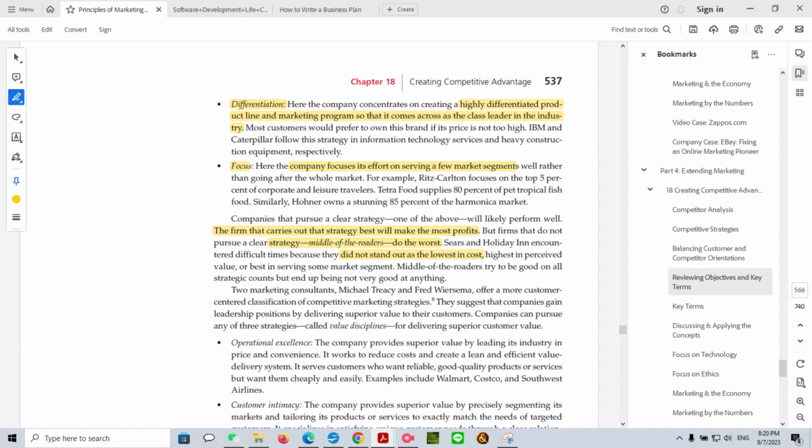Basically, you have to find something that you do better than your competition. Going with the theme of this chapter, which is competitive advantage, we have to do something better than our competition. We can't just be average. The middle-of-the-roaders try to be good on all strategic accounts, but end up being not very good at anything. See, you have to focus in on your market. What are you trying to do? You can't do everything.